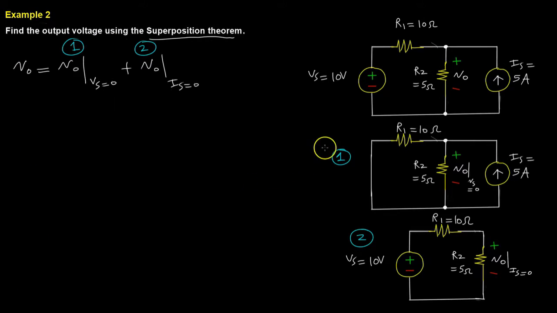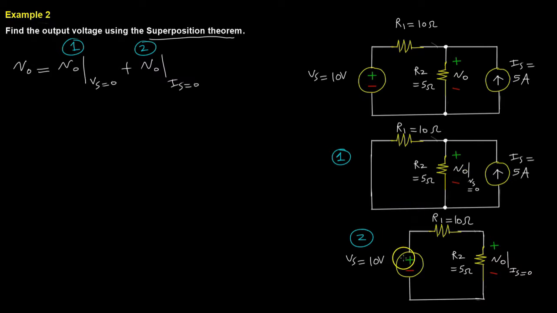Okay, so as you can see, for the first case, as I've defined here, it's Vout when VS is equal to zero. To zero out an independent voltage source, we simply short out that voltage source: we take it out, we short what was remaining in its place, and we leave the other source, and we carefully label the output as the Vout under that particular condition. So Vout when VS is equal to zero.